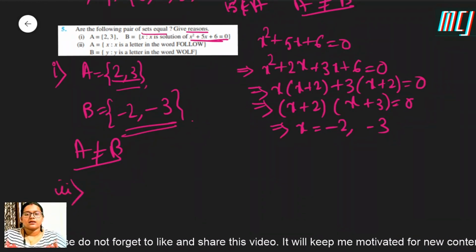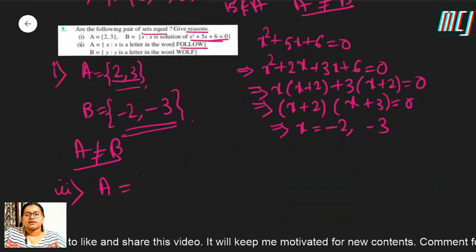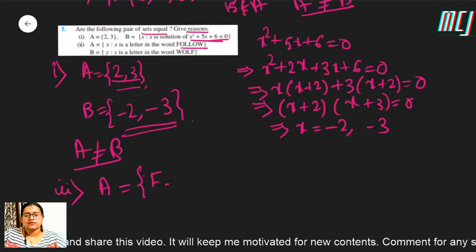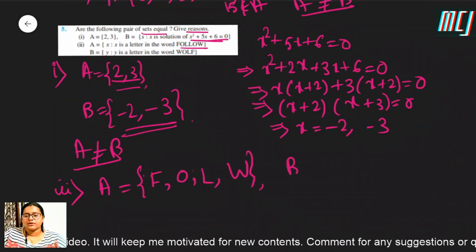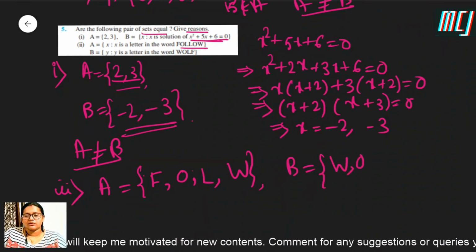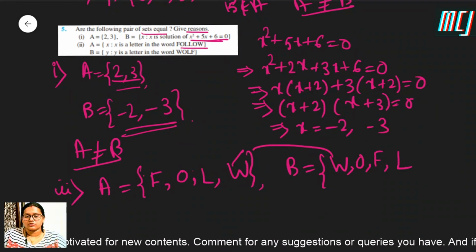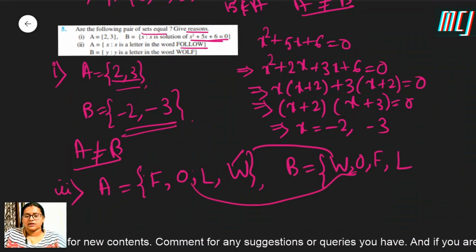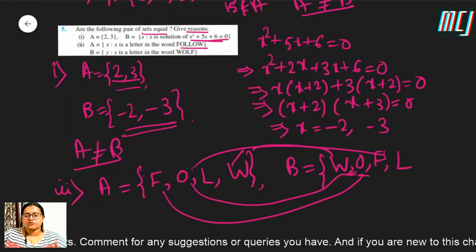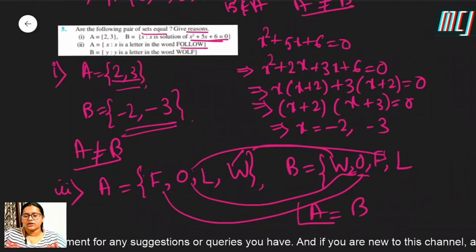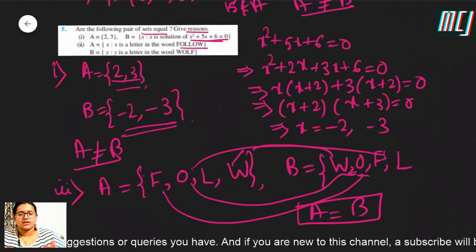Right. Now the second one. What are the letters? We write the letters F, O, L, W for A. For B also we write the letters W, O, F, L. W is here also, O is here also, F and L also. So A is equal to B. All the letters are equal. Clear? I hope it's clear to everyone.